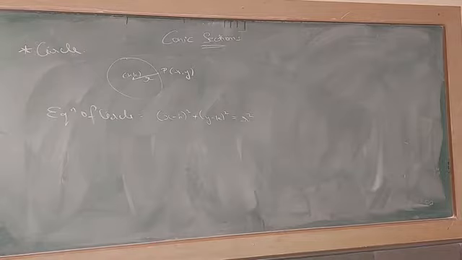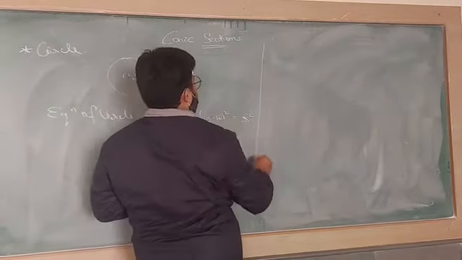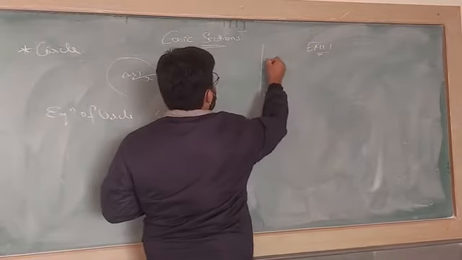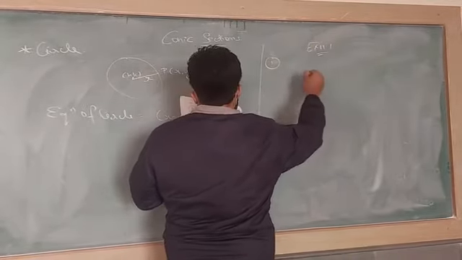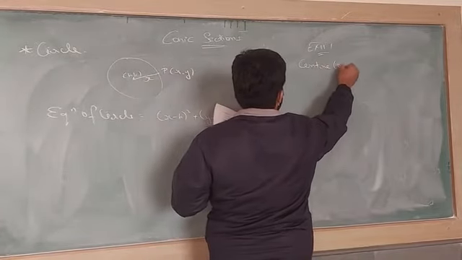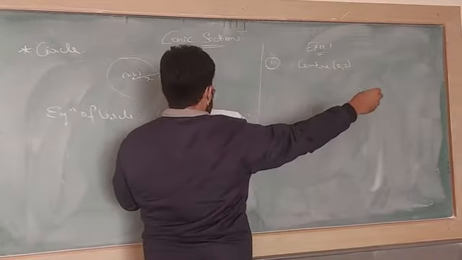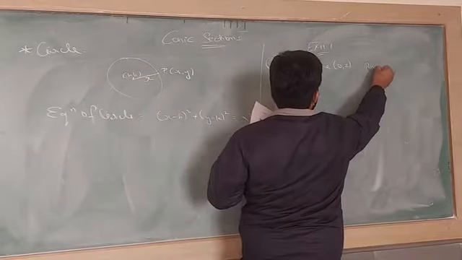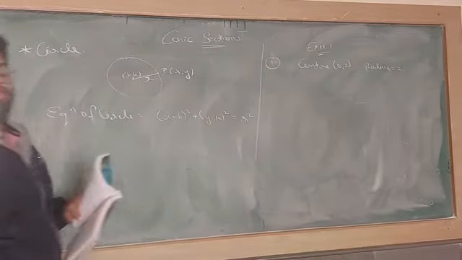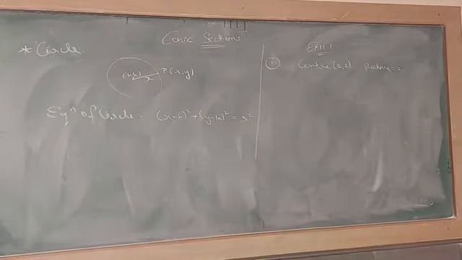Now we start exercise 11.1. First question, find the equation of circle. Center is given as 0, 2 and radius is given as 2. Now you will find the equation of circle. Put in that formula: x minus h whole square plus y minus k whole square equals r square.